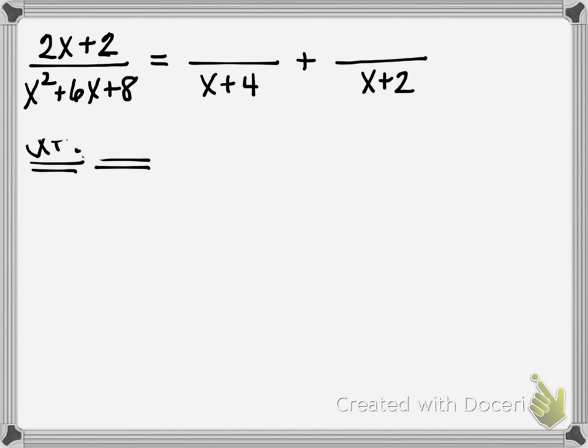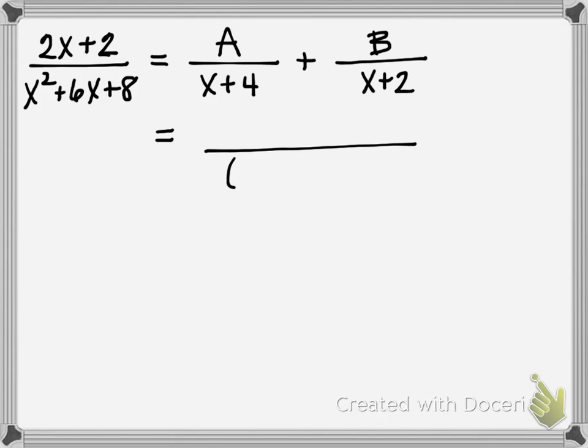And we're solving for the numerators. So our first numerator is an unknown constant, I'll call capital A, and my second numerator is an unknown constant, I'll call capital B. So we proceed as if we're just adding the fractions on the right-hand side. So we need a common denominator. Our common denominator is going to be x plus 4 times the quantity x plus 2.